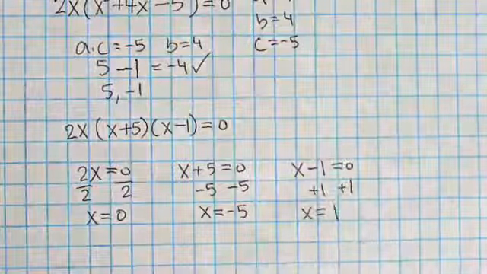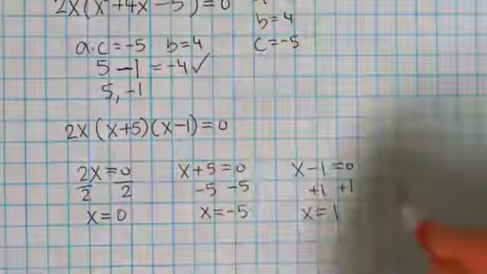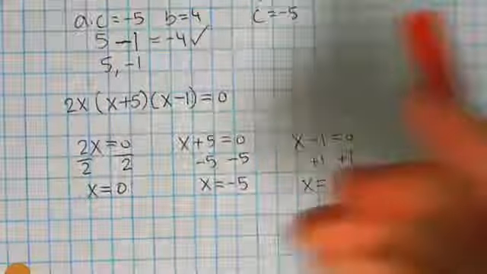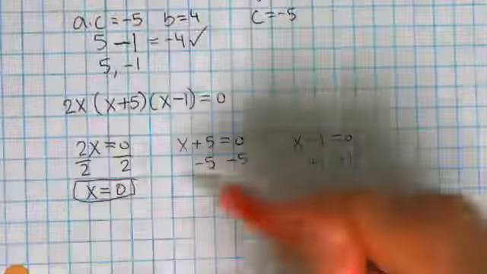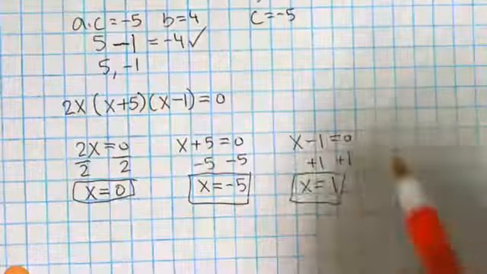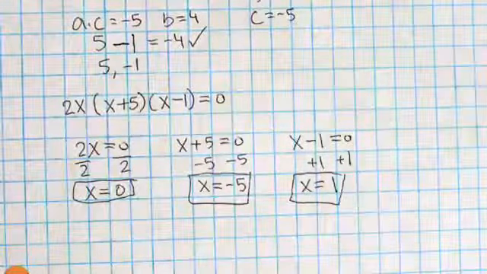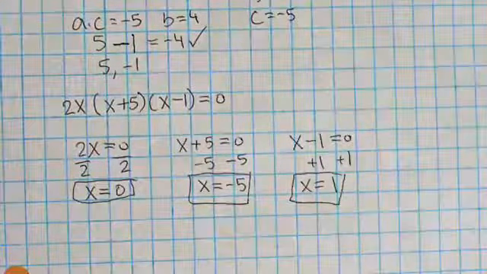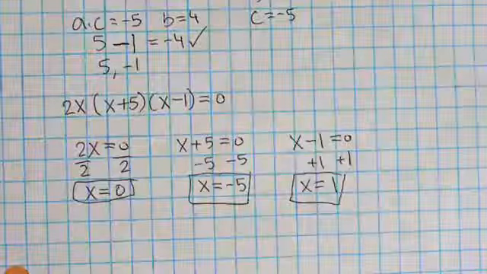So we can say that our solutions to our initial equation way back here at the beginning are x is equal to 0, x is equal to negative 5, and x is equal to 1. In this problem, we had to use factoring out greatest common factors, and then we were able to factor a trinomial with an a value equal to 1.